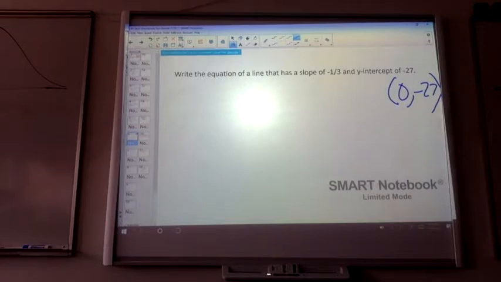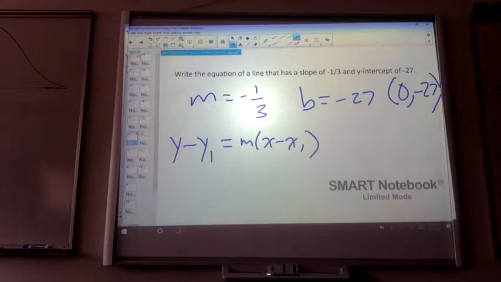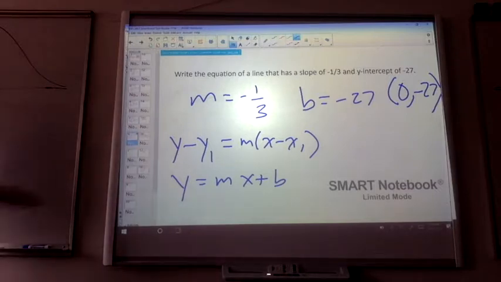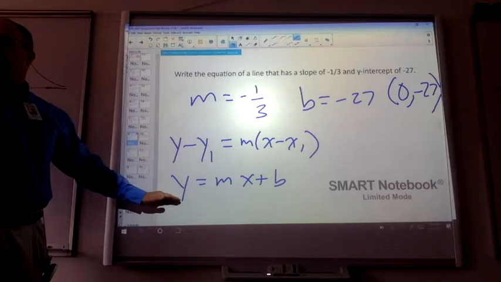Write the equation of the line that has a slope of negative 1/3 and a y-intercept. So my y-intercept is a b value. What equation goes really nice with this? Point slope. Okay, I like how you said that. Or is it just the slope form? Does this one appear to be the good equation, or does this one? Top one or bottom one? Bottom one. This is called slope-intercept form, correct? Why is this one better? It's easier.